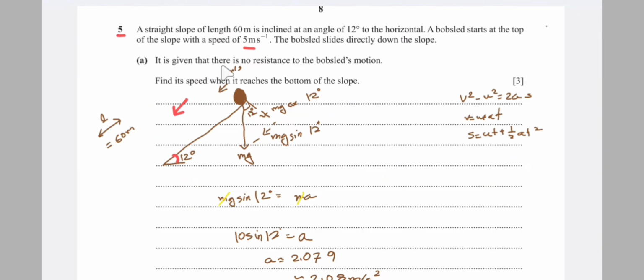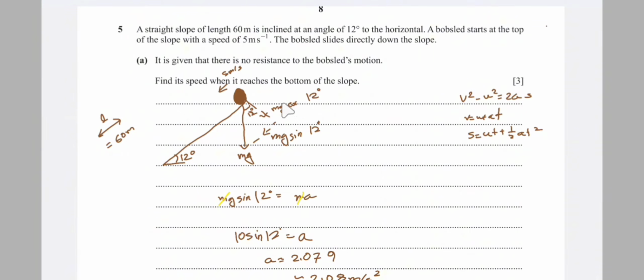It is given that there is no resistance to the bobsled's motion. So there is no resistance. That means there is no resistive force. Find its speed when it reaches the bottom of the slope. So we need to find the speed when it reaches the bottom of the slope.